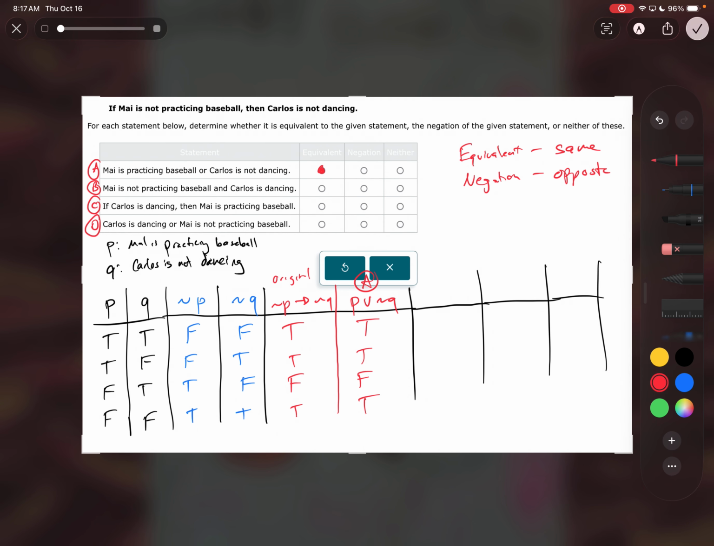All right. So for B, Mal is not practicing baseball and Carlos is dancing. Which columns are we looking at here? We are going to look at not P and Q. The only one the order matters on is the if-then. My rule for and is if they're both true, it's true. So that would be this one right here, the third one, and then all the others should be false.